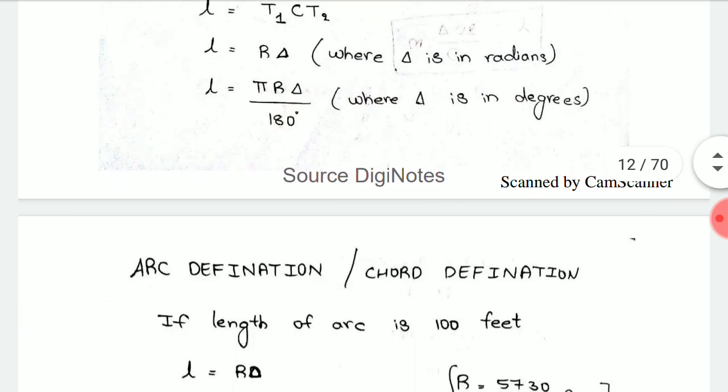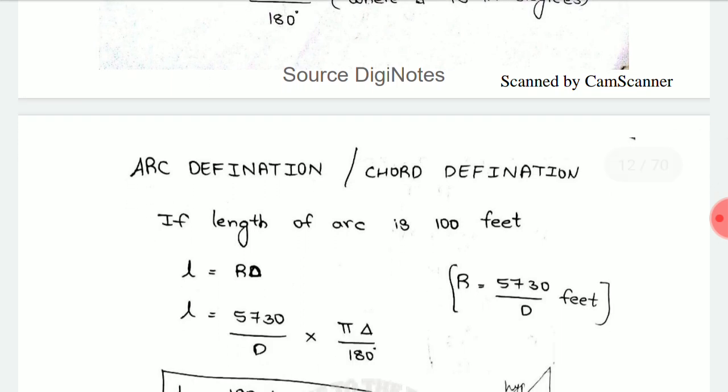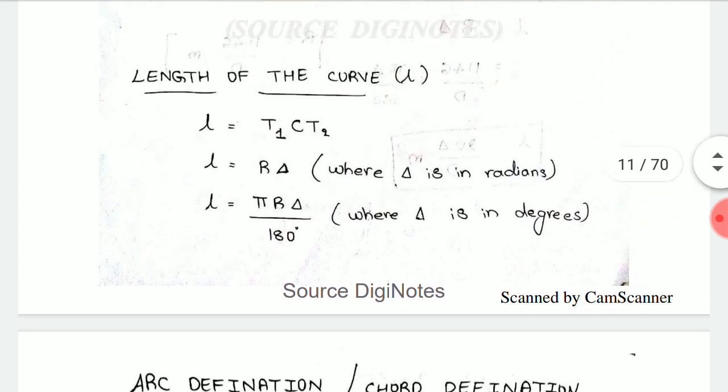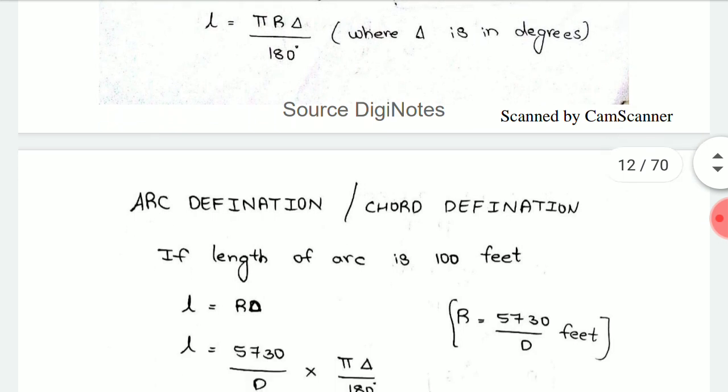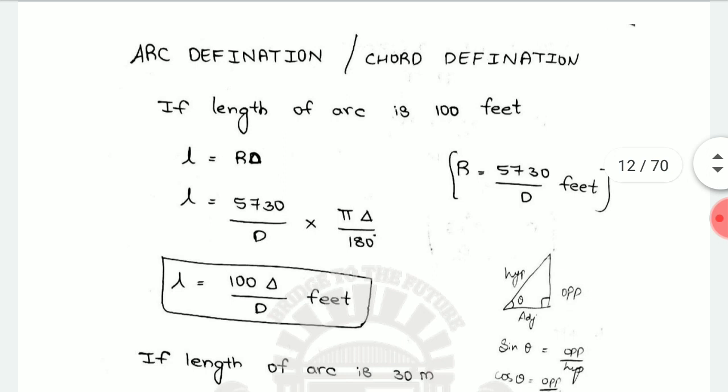Further, the length of the curve, again I can write it in terms of arc and chord definition, which we have studied in the previous session. The length of the arc is 100 feet. So radius is 5730 by D. In the previous session we have derived this equation. So in the same equation, pi R delta by 180 degrees, I will replace R by 5730 by D. So it will give you L is 100 delta by D feet.